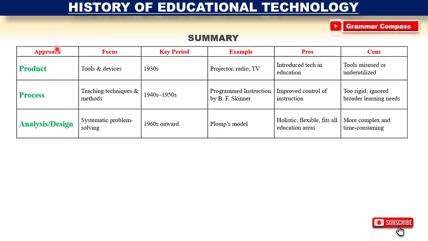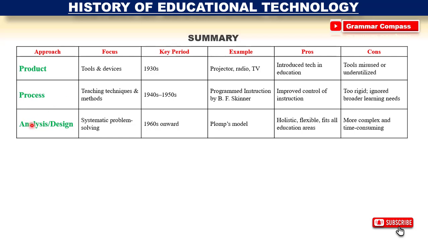The next approach of the history was the process approach. So the focus of the process approach was how to use teaching techniques and methods, and not about using tools and devices. The key period where this approach was used was in the 1940s through to the 1950s. A typical example of the use of this technique was the programmed instruction by B.F. Skinner. One advantage was that it improved control of instruction. Learners could learn on their own and get feedback, but it was too rigid and ignored learners' needs.